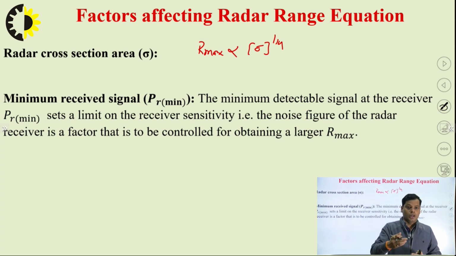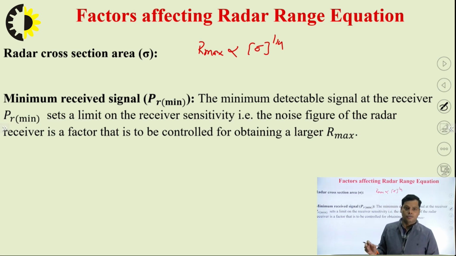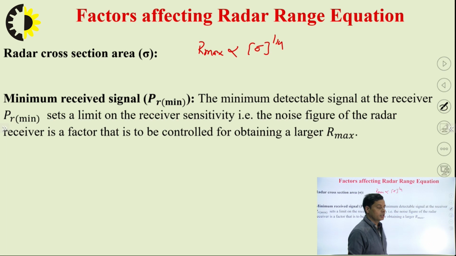actual size is not able to be identified by the radar, and also the enemy, the other countries, are creating their aircraft in a very sleek manner, painted such that they can hide from the radar range. So this is also another important thing, because sigma is not a controllable factor in our hand. It is a characteristic of the target, and it is changing as per the requirement. Last one, that is the minimum received signal PR min.